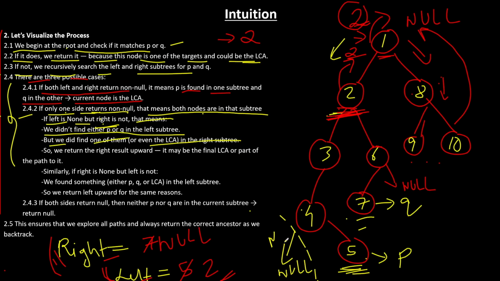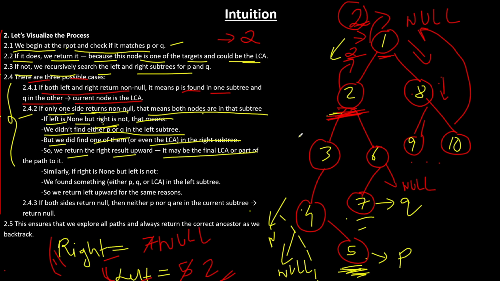There could be a case where only the left subtree has P and Q, but here P was only available in the right subtree. That's why we wrote "one of P and Q." Since it was present on the right side, we return the right result upward, and it may be the LCA or part of the path to it.